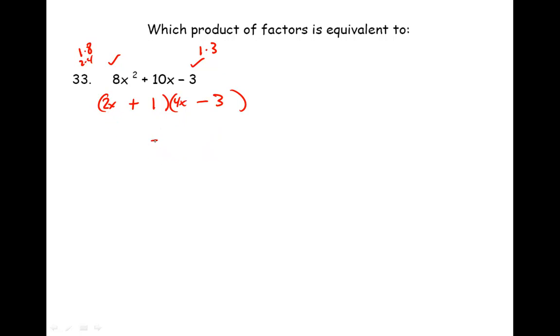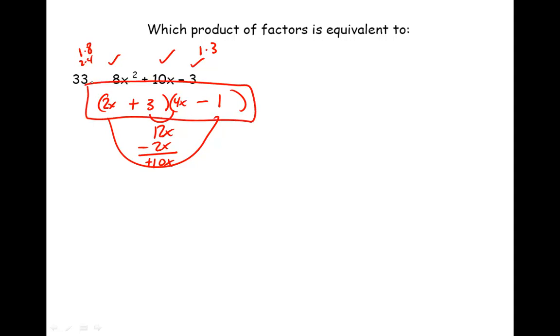So the next thing I want to do is maybe flip the 1 and the 3 and see if it works that way. So I'm going to put the 3 first and the 1 second. Now when I multiply the inside, I get 12x. Multiply the outside, I get negative 2x. When I add that up, I get positive 10x. And since positive 10x is what I wanted for the middle term, this is the proper factorization. Guess and check method.